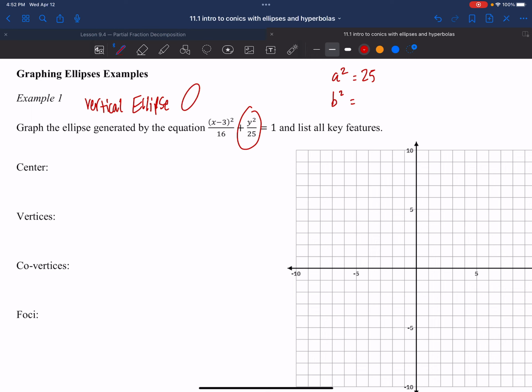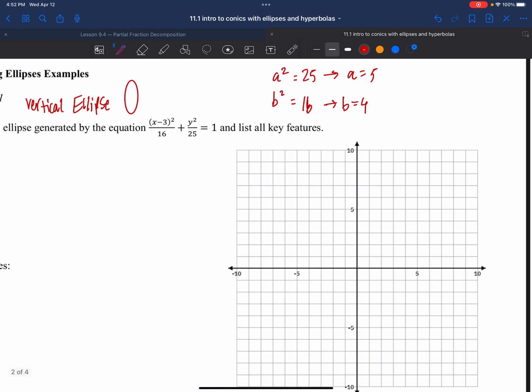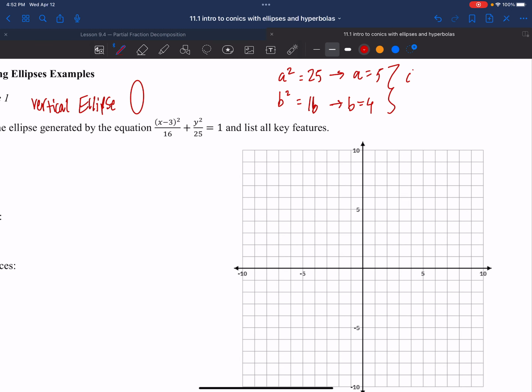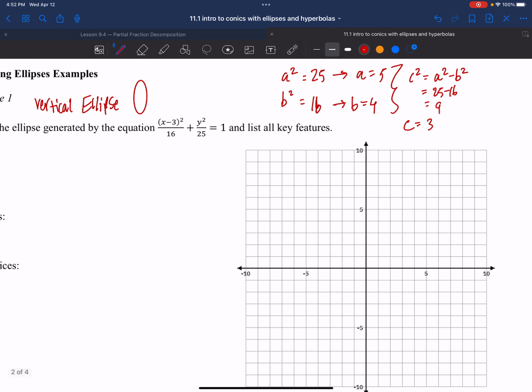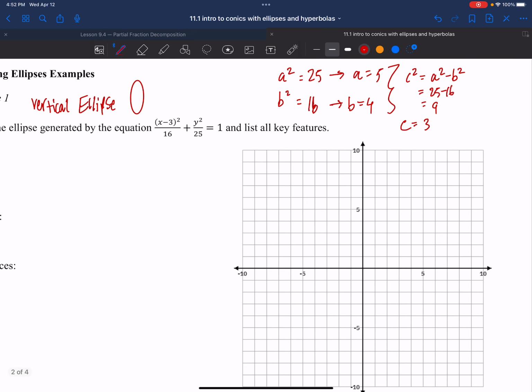I know that because of Y, because the bigger one is underneath Y. And so B squared is 16. So naturally, I can conclude that A is 5, and of course B would be 4. And since C squared equals A squared minus B squared, then C squared equals 25 minus 16. You should know what that is. That's 9, which means C is 3. So I would find your A, B, C first because that's going to help you figure out all of these things.